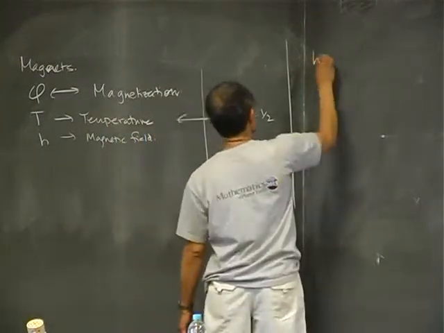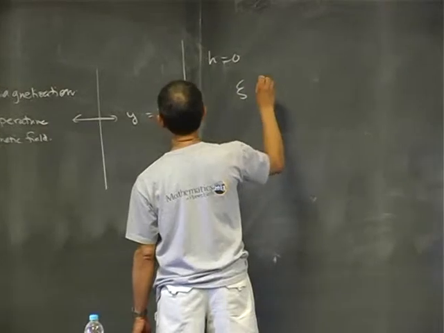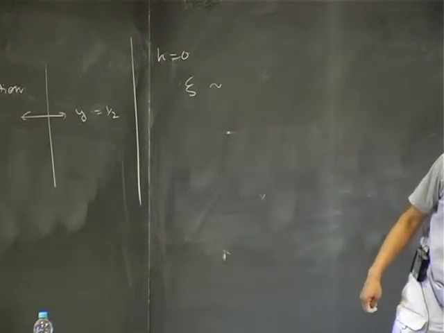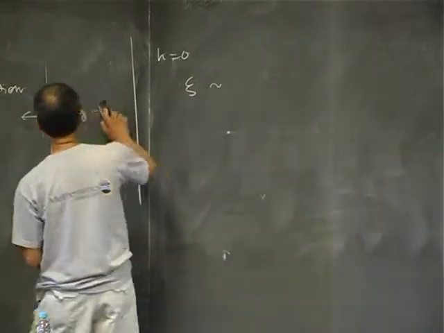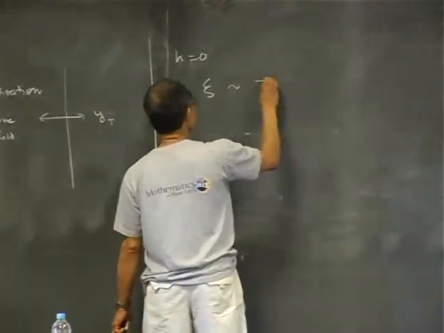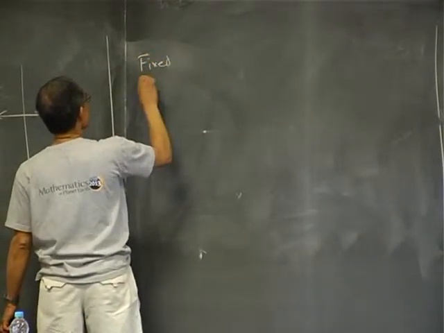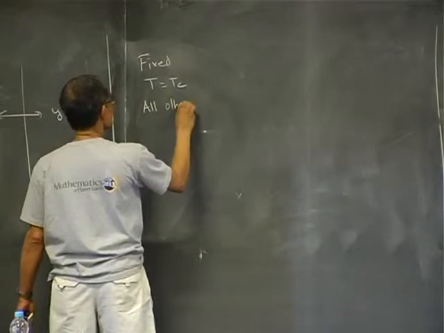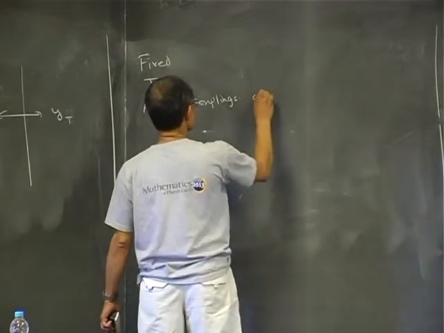So if I put a magnet in zero magnetic field, I should get a relationship which is T minus Tc. Let me not consider it to be half. So this has some y which I'll call y_t. Then this would depend on the fixed point of this system, which has t equal to tc and all other couplings at some specific values.